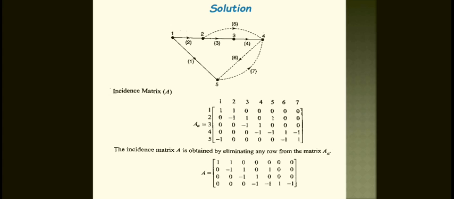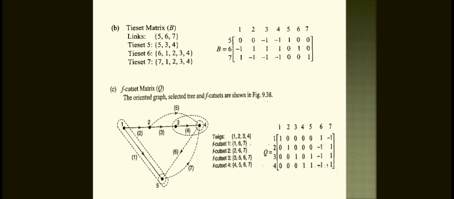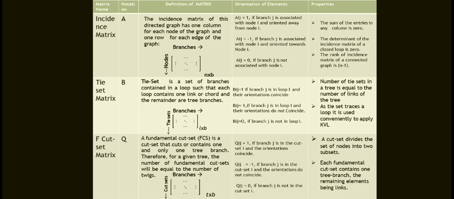Then we frame the incident matrix. The total incident matrix is like this. The last row will be deleted, and you will get the incident matrix by eliminating the last row of the complete incident matrix. In a similar way you can take the same scenario and find it.